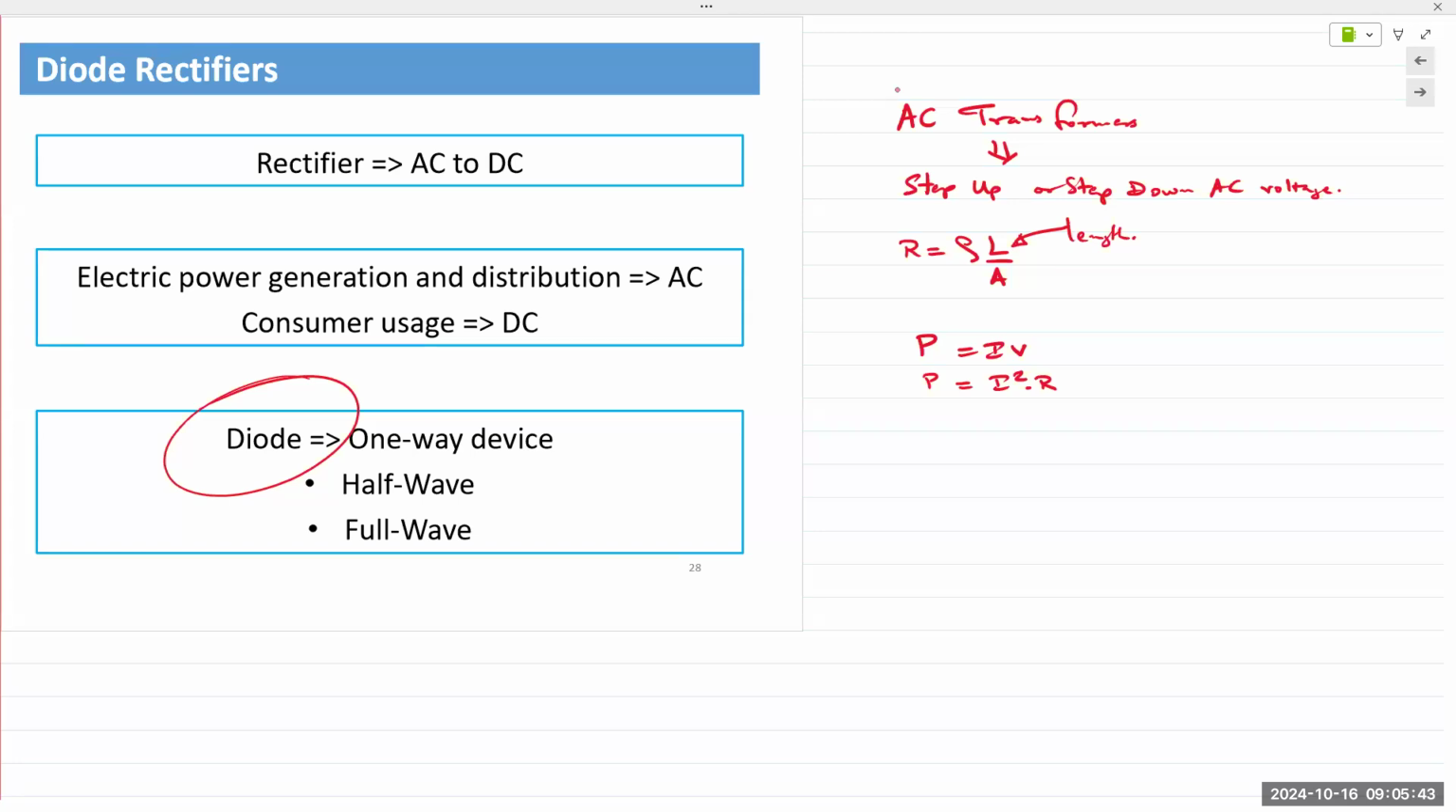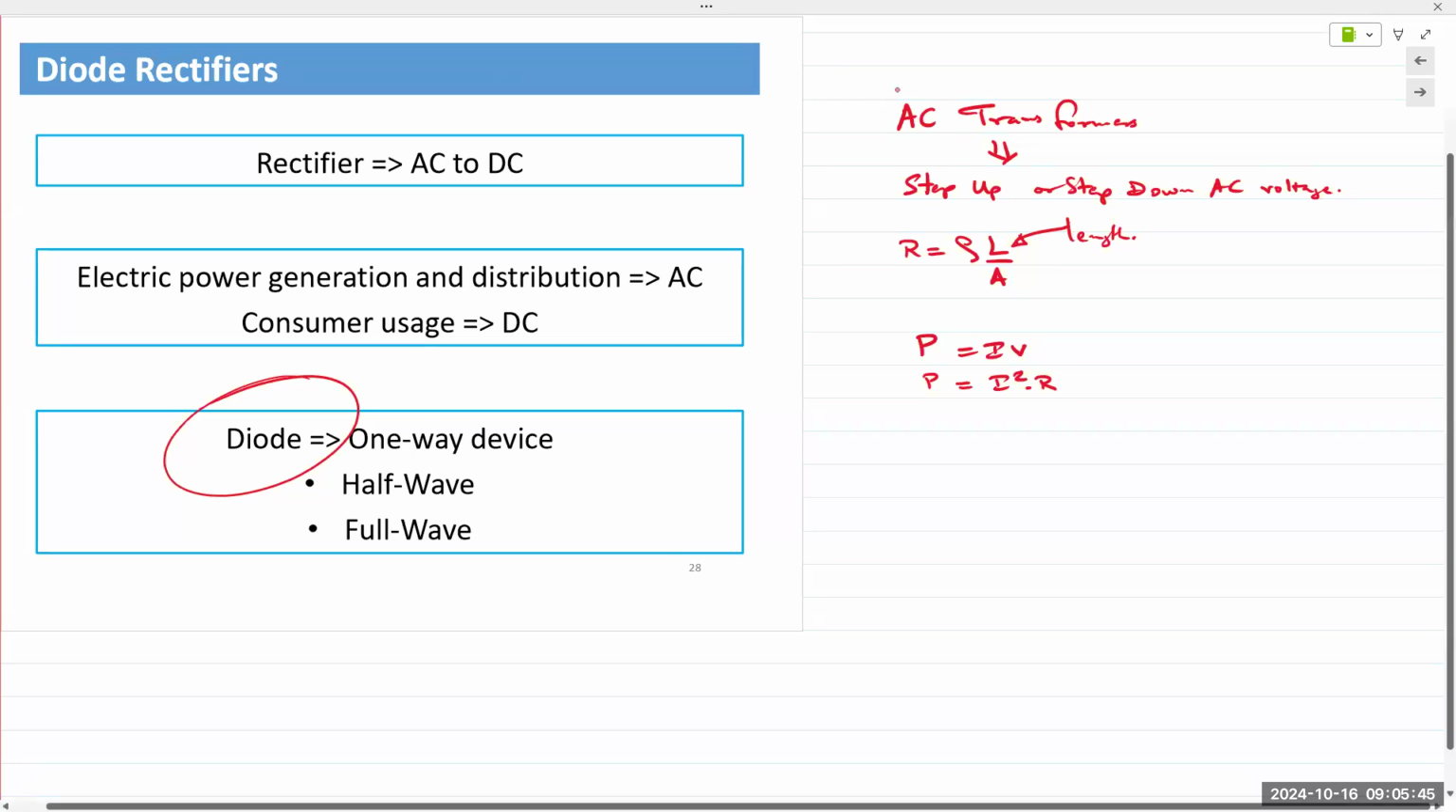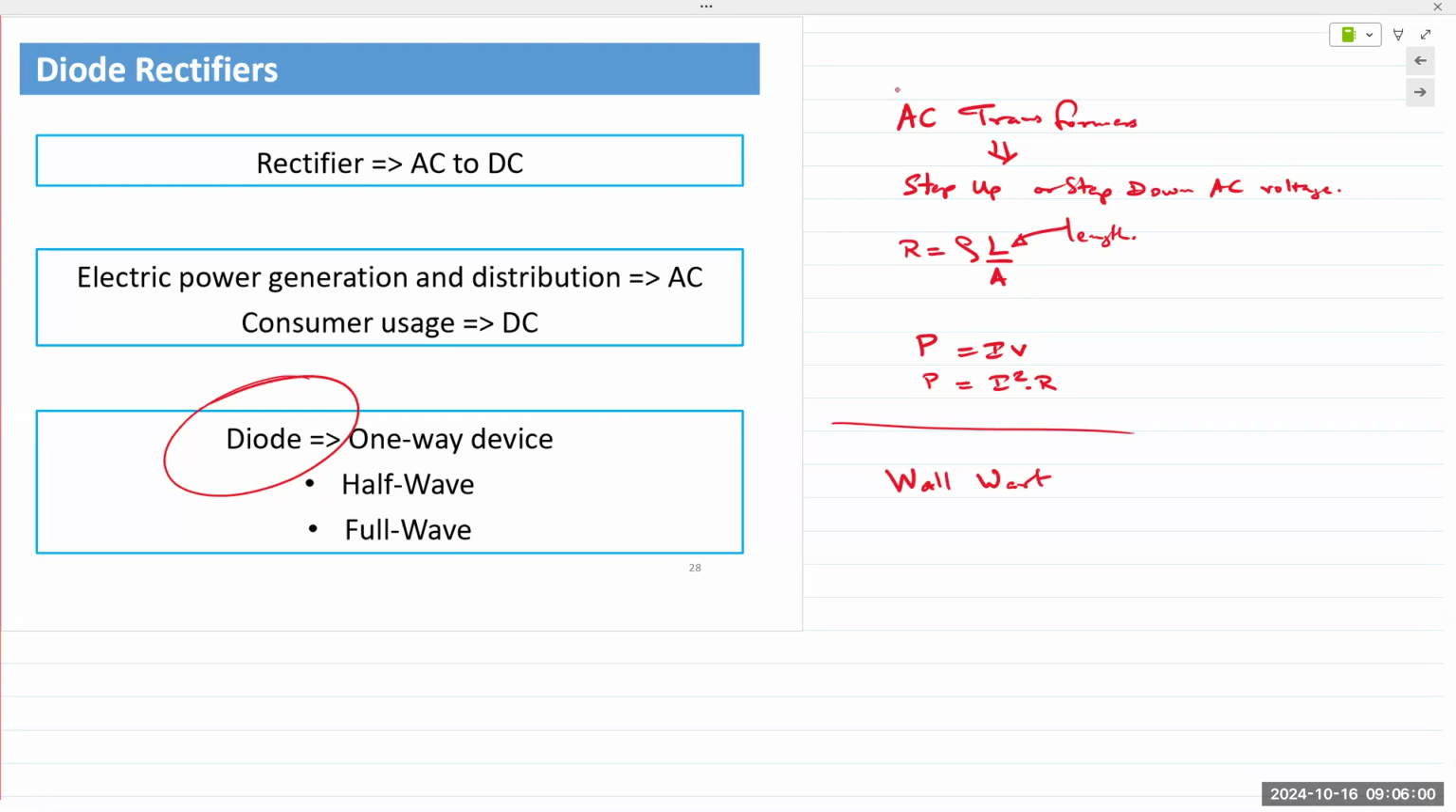How many of you are familiar with the term wall wart? Wall wart, not mart, wall wart. So they're basically the chargers that you plug into the wall. The bricks, exactly.